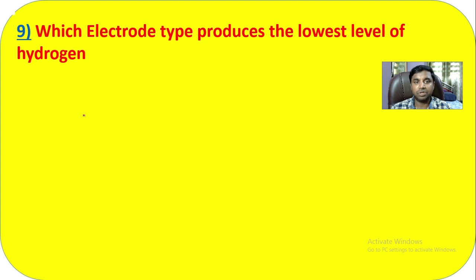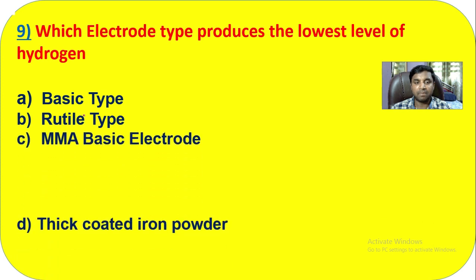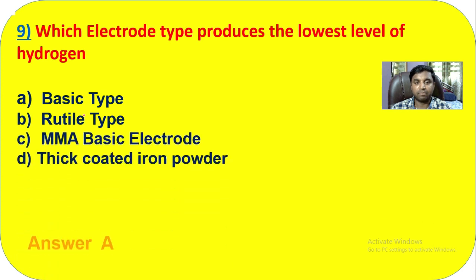Question number 9. Which electrode type produces the lowest level of hydrogen? Basic type, rutile type, basic electrode and thick coated iron powder. So the correct answer is option A, 9 is option A.